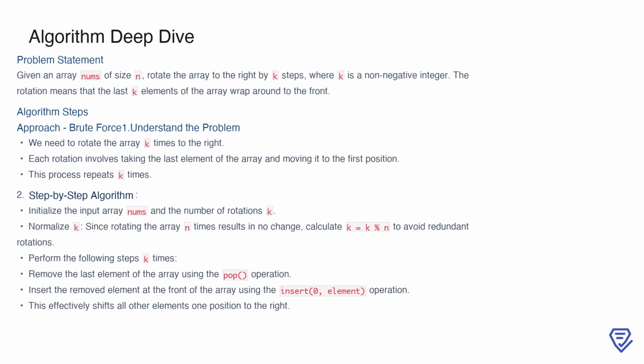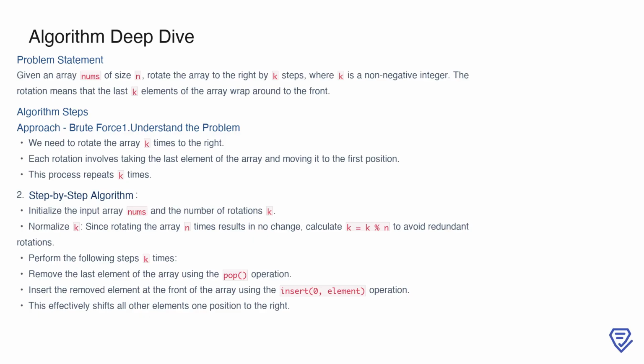To understand the problem, we are given an array called nums with a size of n, and we need to rotate this array to the right by k steps. A rotation here means that the last k elements of the array will wrap around and appear at the front. To solve this, we first normalize k by calculating k equals k % n because rotating an array n times will result in the same array. Next, we perform the actual rotations.